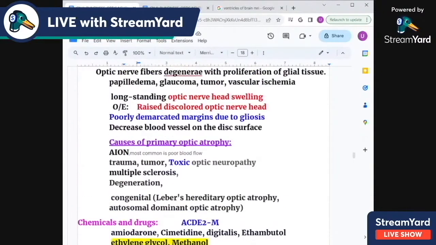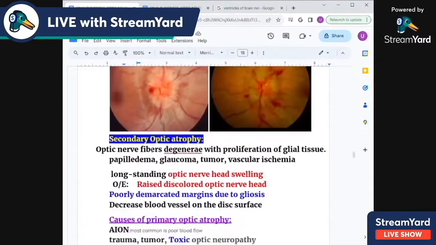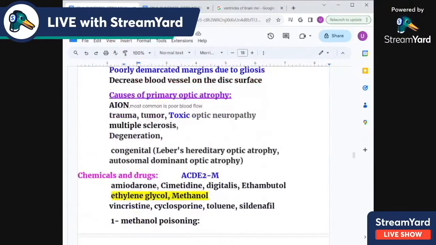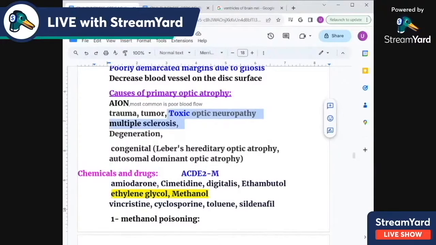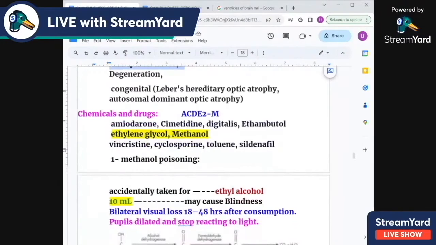Causes of secondary optic atrophy, we saw, include tumor, also vascular causes, and papilledema. Whereas the causes of primary optic atrophy are AION, anterior ischemic optic neuropathy, trauma, tumor, toxins, or drugs. Autoimmune disorders like multiple sclerosis and degeneration may also cause primary optic atrophy. Congenital causes, Leber atrophy, and autosomal dominant forms may cause primary optic atrophy.